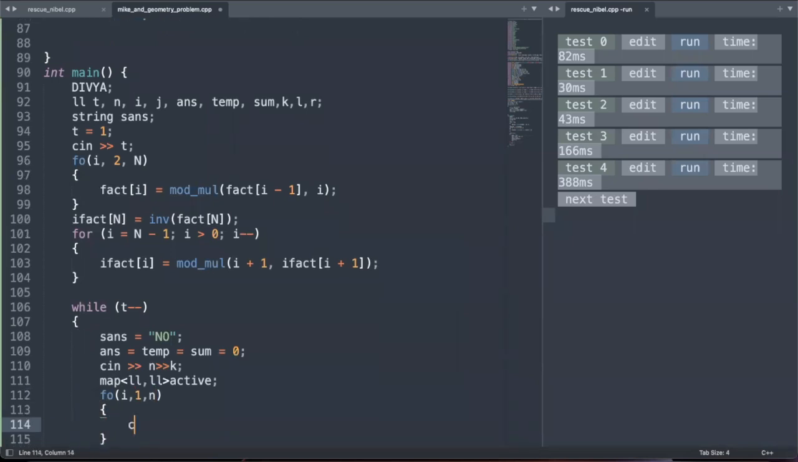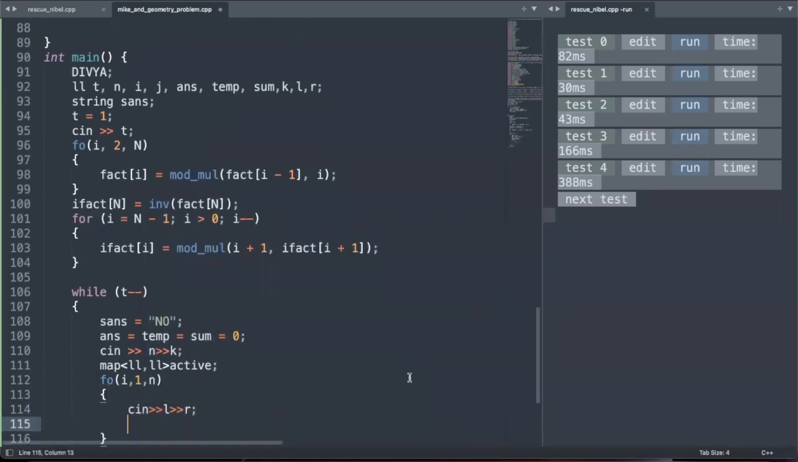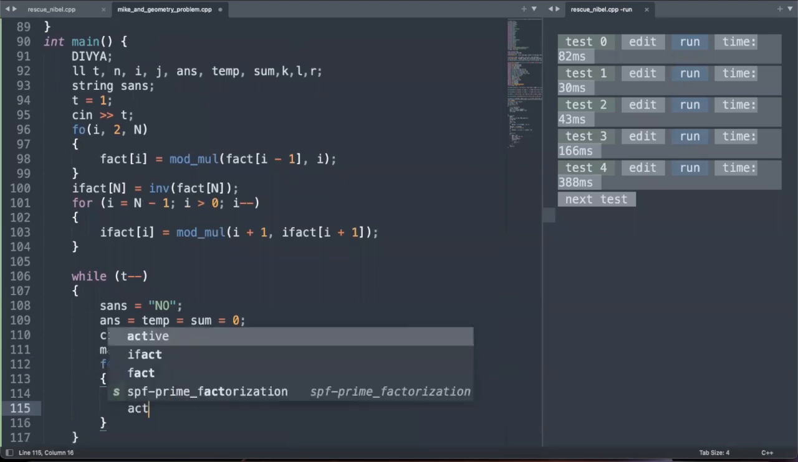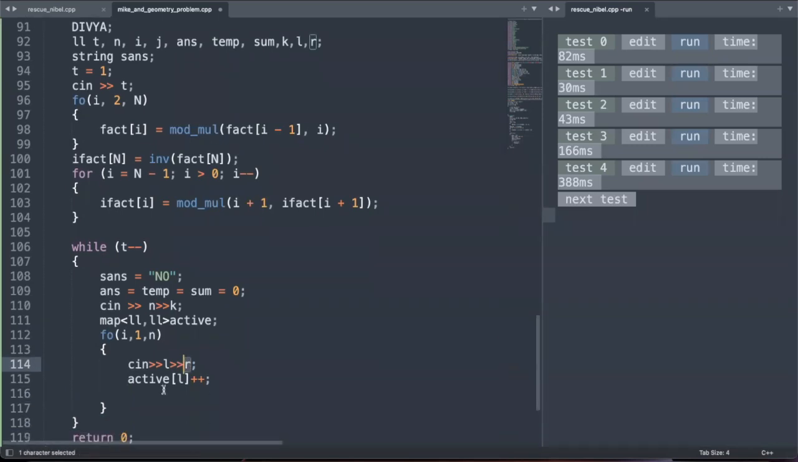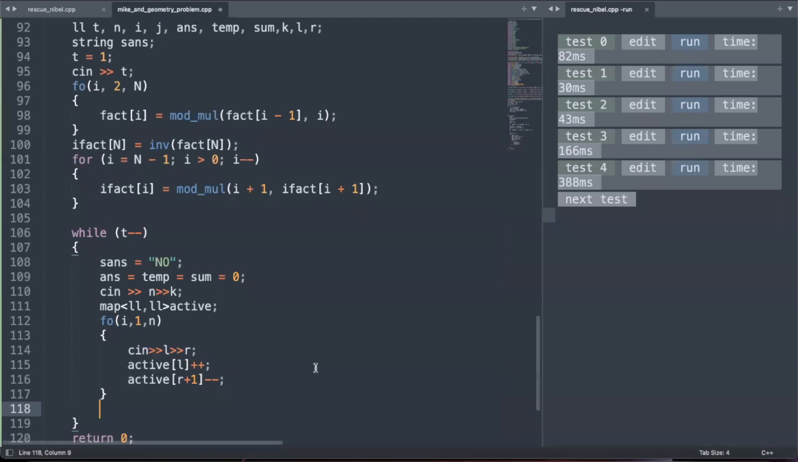So now we'll read in L and R. Now what will happen is that an interval is starting at L, right? So I can just do active of L plus plus. And if an interval is ending at x equals R and R is inclusive, that means that till x equals L and x equals R, this interval stayed. But at x equals R plus 1, this interval ended. So I can do something like active of R plus 1 minus minus. If you guys have read about this concept of the difference array technique, then this is very simple. This is very similar to that. We are just making a difference array in the form of a map.